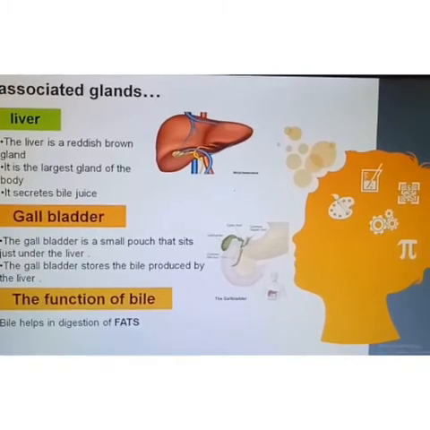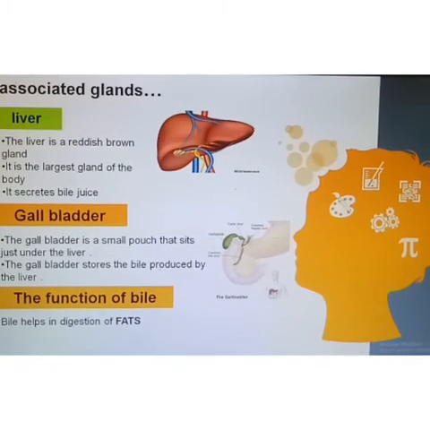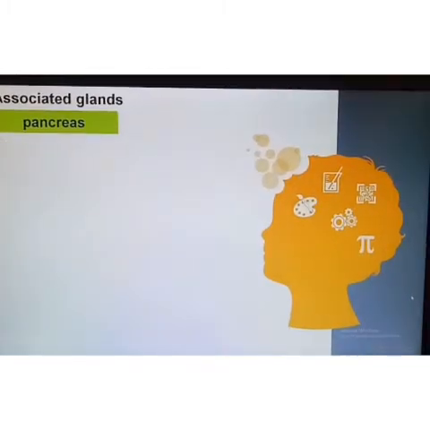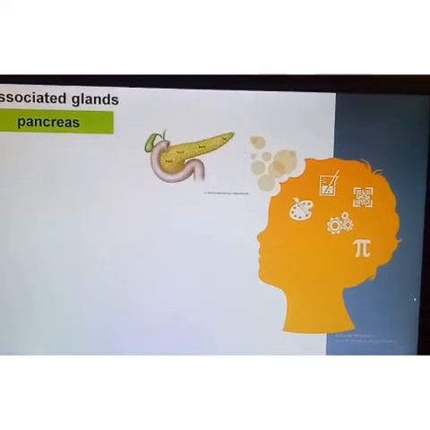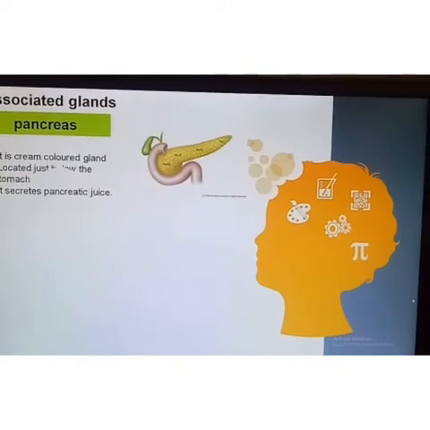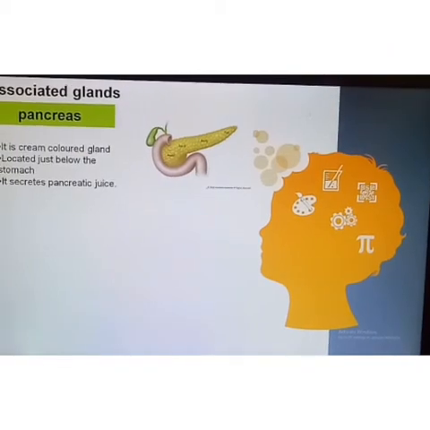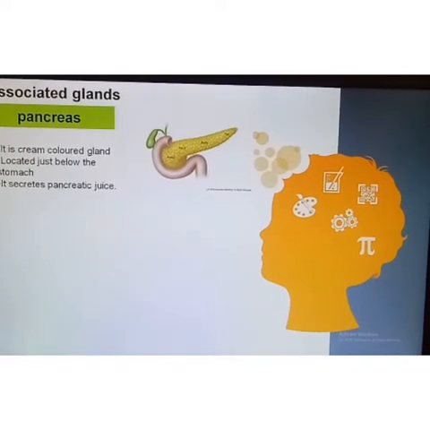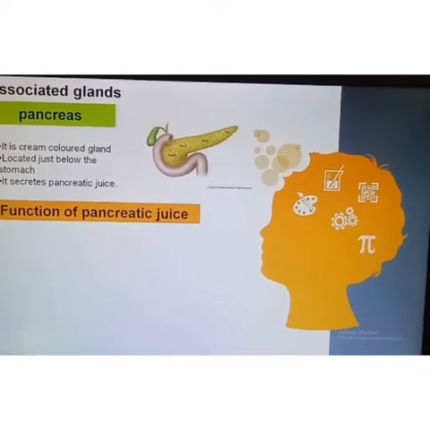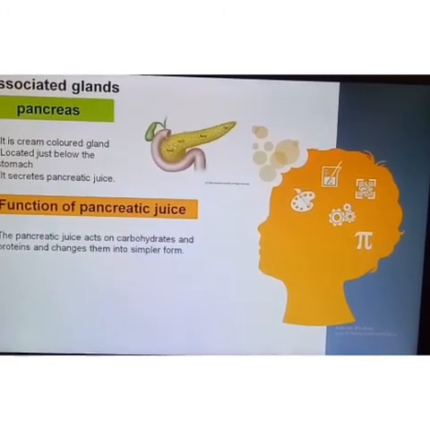Whatever fats we eat, they are digested by this bile juice, which the liver secretes and is stored in the gallbladder. Let us learn about the other gland called the pancreas. Now, the pancreas is creamish in color. It is located just below the stomach and it secretes pancreatic juice. This pancreatic juice acts on carbohydrates and proteins and changes them into simpler form.